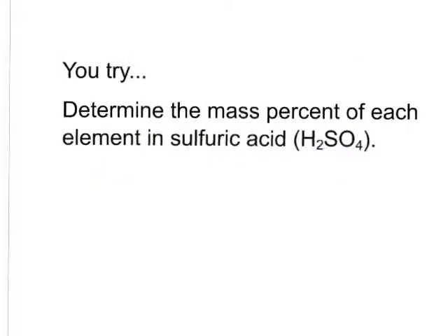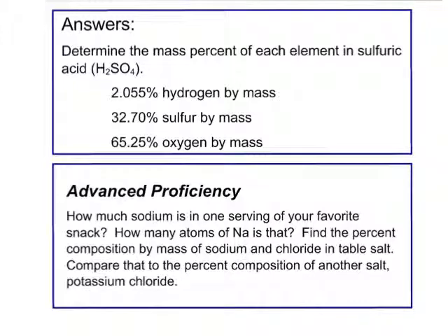So now you try. Determine the mass percent of each element in sulfuric acid. And just in case you forgot your nomenclature rules, I wrote that for you right there. So you can pause the video and see if you can find out how to calculate the mass percent for each of the elements. Here are the answers for those mass percents right here. If you didn't get the right answer, go back, see what you did wrong, look at those different steps and how you calculate those mass percents.